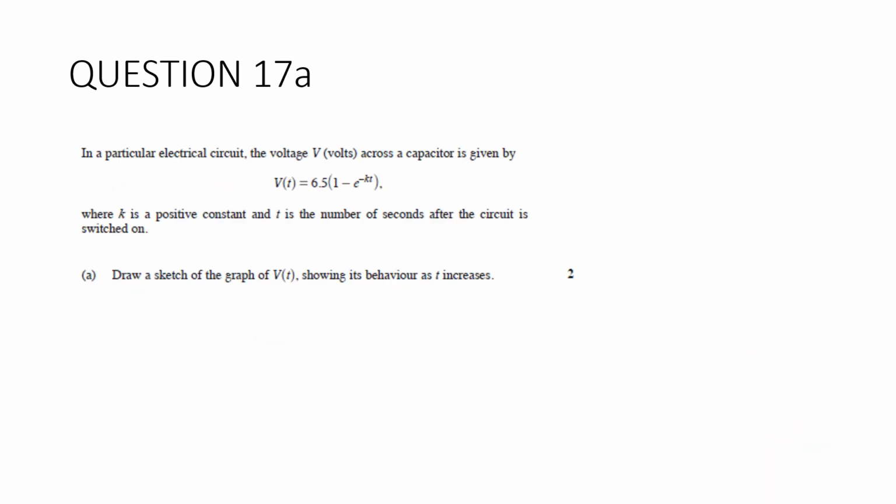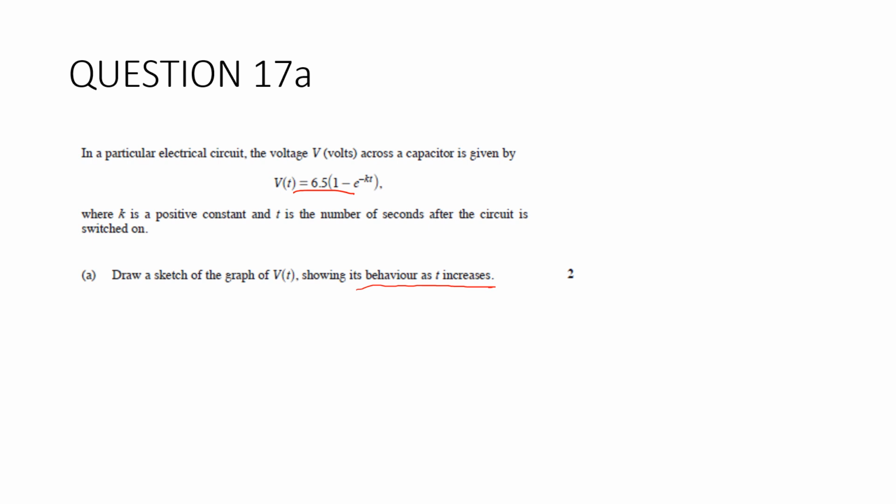17a. In a particular electrical circuit, the voltage V volts across a capacitor is given by this equation. K is a positive constant, t is the number of seconds after the circuit is switched on. Part A, draw a sketch of the graph of V of t showing its behaviour as t increases.